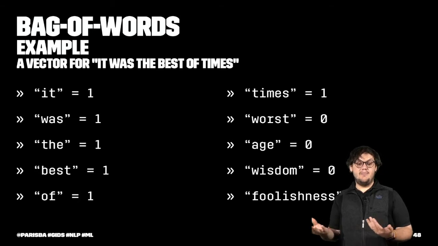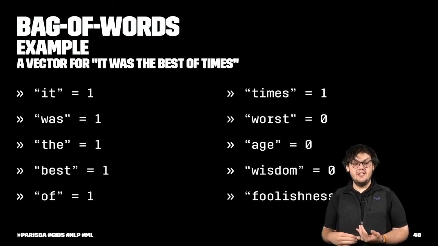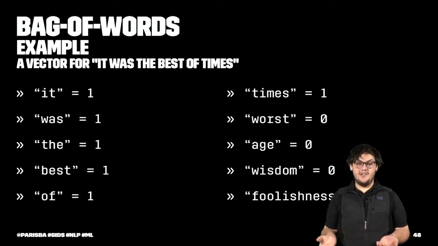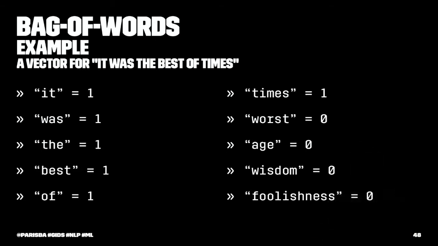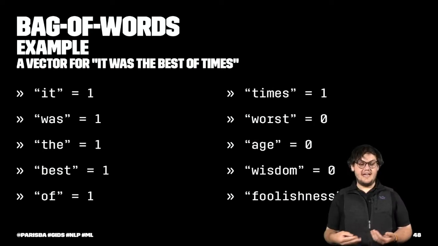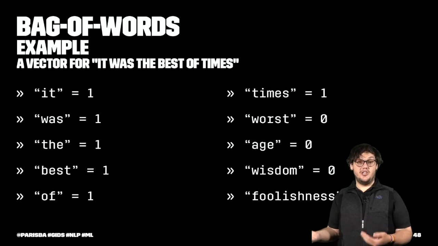In this case, if we take the first line, it was the best of times, and we check for the frequency of the words that are in all of those sentences, there are 10 unique words, we come up with this. Now this is not a count of each word, this is just a bit mask, so if there's a 1 there, it means that word is present. If there's a 0 there, it means that word is not present. So in the case of the line, it was the best of times, it is present, whereas age, worst, wisdom, and foolishness are not present.